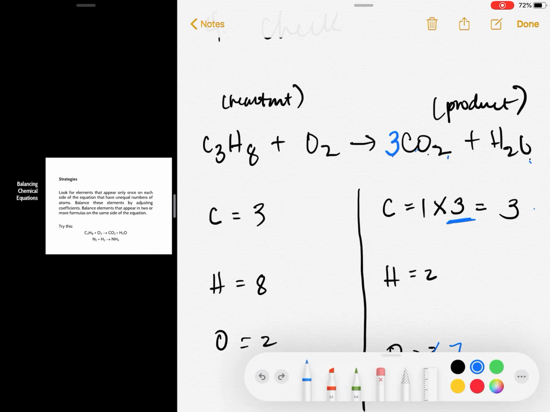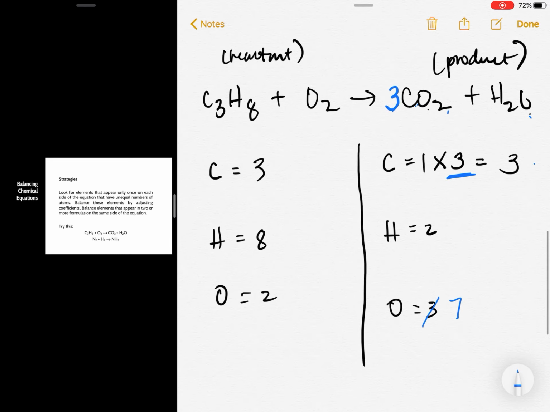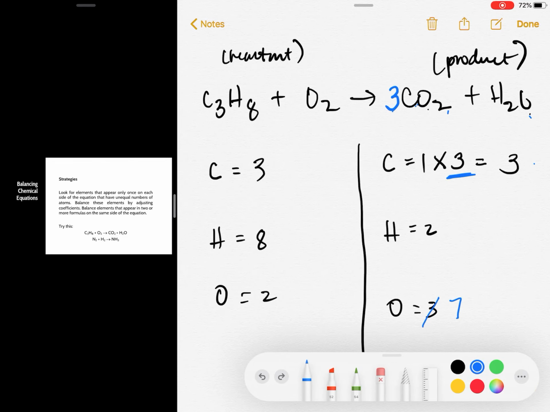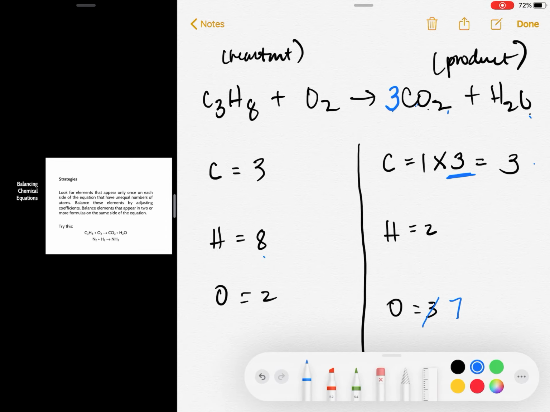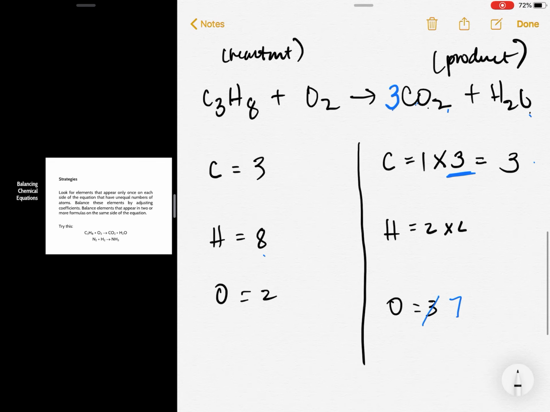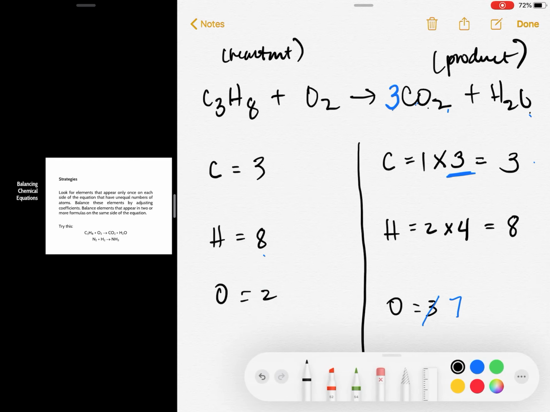Next, punta muna tayo sa hydrogen kasi siya yung madaling mabalance eh. So, hydrogen, okay, sa reactant side, 8 si hydrogen. Sa product side, 2 lang siya. Yung 8, hindi ko naman pwedeng gawing 2. Pero yung 2, pwede kong gawing 8. Paano ko gagawin yon? 2 times 4. So, 2 times 4 is equal to 8.